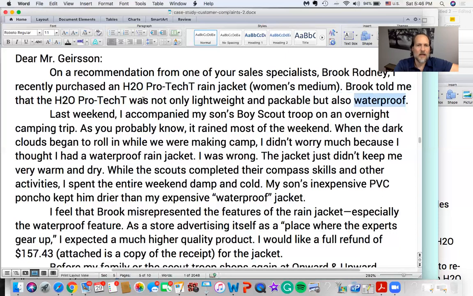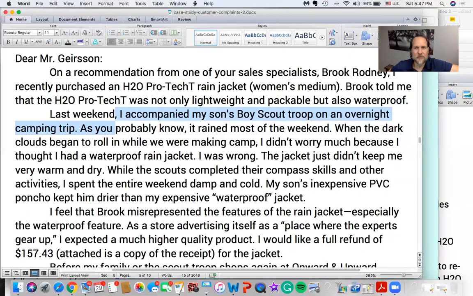"Last weekend, I accompanied my son's Boy Scout troop on an overnight camping trip. As you probably know, it rained most of the weekend. When the dark clouds began to roll in, I didn't worry much. I thought I had a rain waterproof. I was wrong." Period. Short sentence, clipped. Wow, got a tonality. Okay. "The jacket just didn't keep me very warm and dry while the scouts completed the compass skill. I spent the entire weekend damp and cold. My son's inexpensive PVC poncho kept him drier than my expensive, quote, 'waterproof' jacket." Now we've got it in quote marks, right?